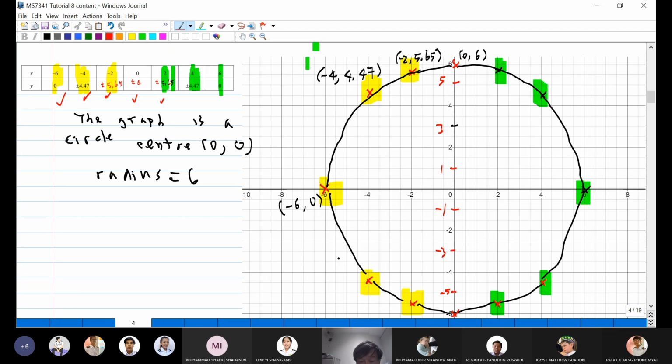So these are the yellow points, and then there are some yellow points on the lower part. I shall just write down there. So this is minus 4, minus 4.47, and then this is minus 2, minus 5.67.